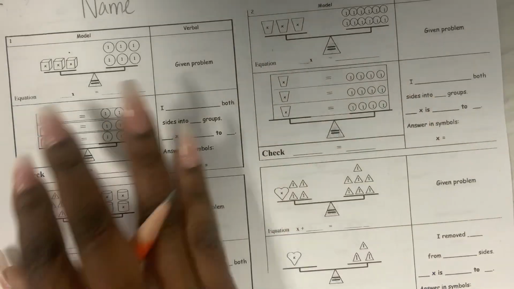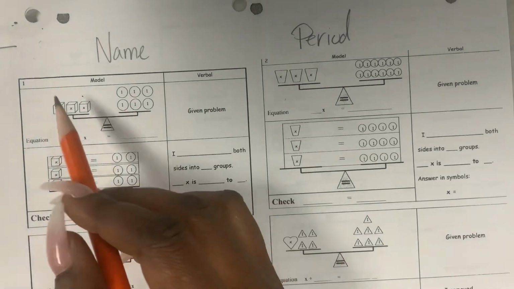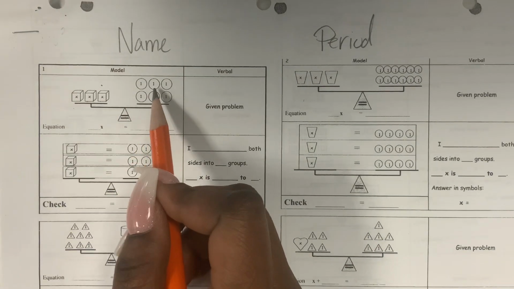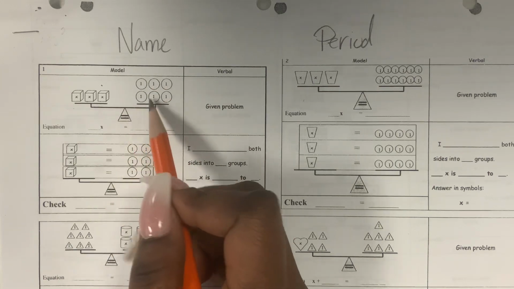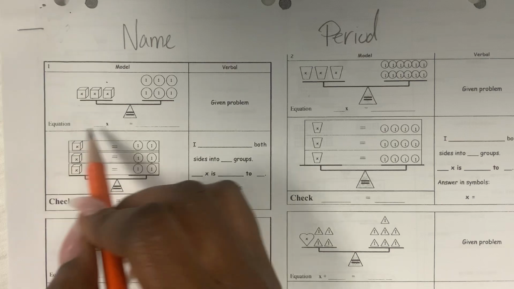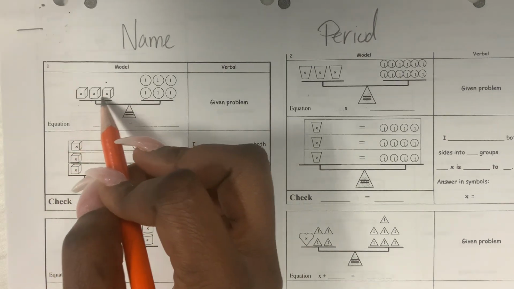All right, as you can see, this worksheet looks very similar to the one that we just did. However, there are some variables, which are letters that represent a number, and some shapes that have numbers in them. The difference is we're actually going to learn how to write equations from these shapes. So how many x's do you see?